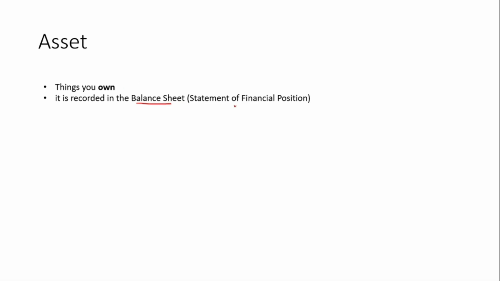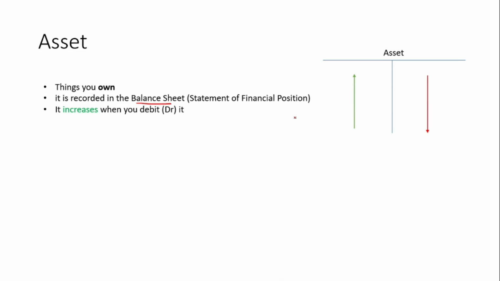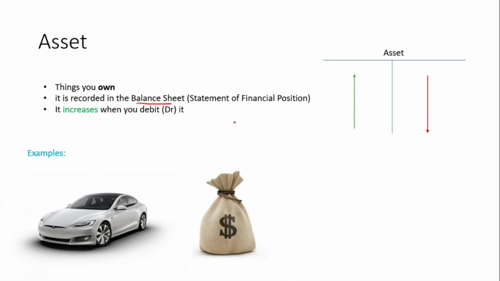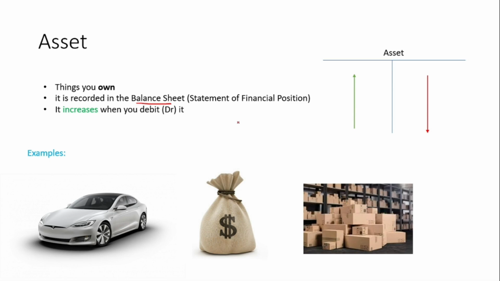Moving on to A. A stands for assets. They are the things you own. They are recorded in the balance sheet, known as the statement of financial position. It increases when you debit it. So if we have an asset account, we debit it, which will increase it, and credit it, which will decrease it. Examples of an asset can be cars, cash, money, bank, and stocks, which is known as inventory.